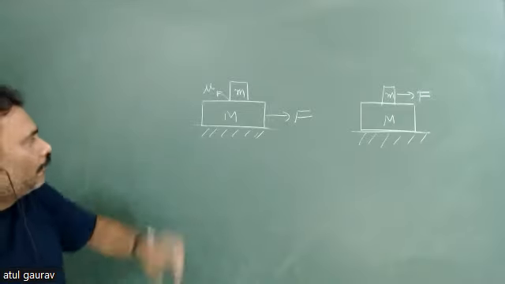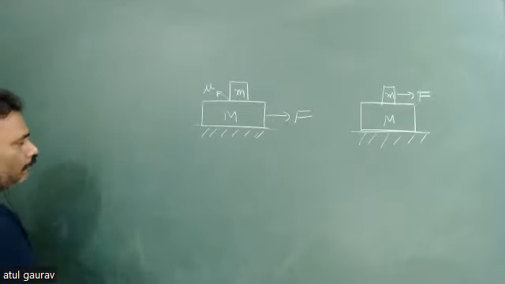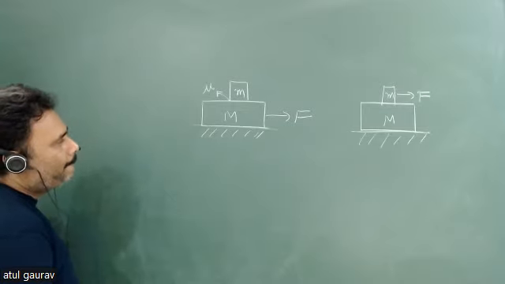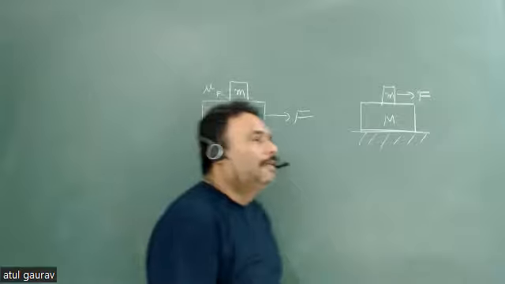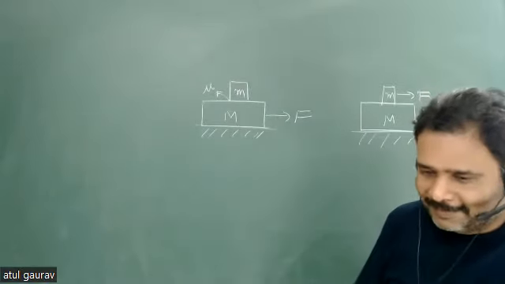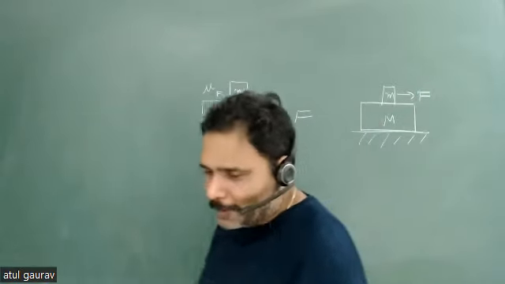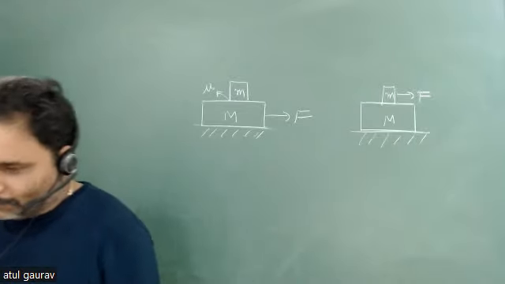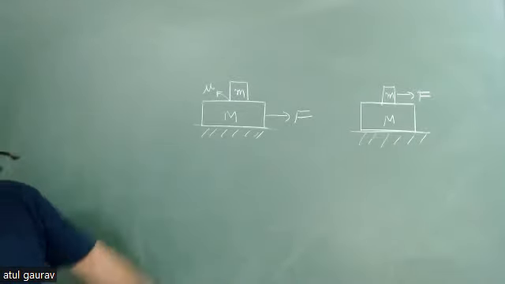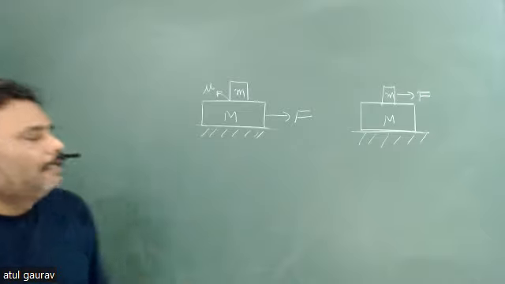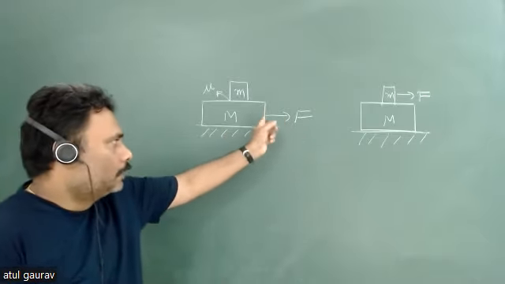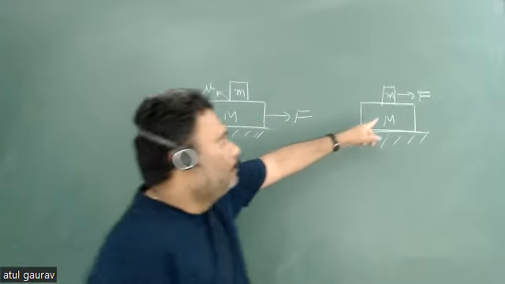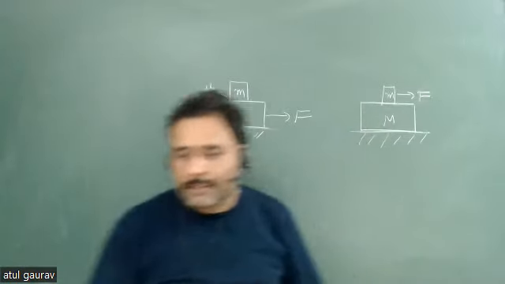What is the equation of the second question? In the first question both boxes are moving together, and in the second one also both boxes are moving together. Don't worry. The conditions will be the same, only then can we compare. Both the boxes will move together. But in the first you are applying force on the lower mass, and here you are applying force on the upper mass.